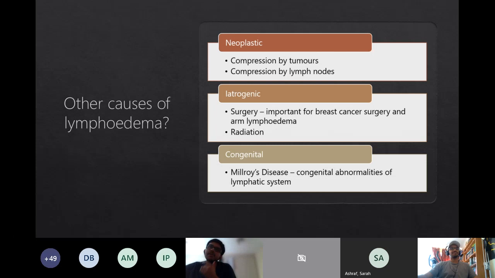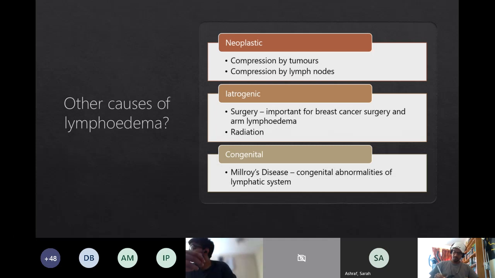So what are the other causes of lymphedema then? What slide are you on? Sorry. Are other people having issues with slides? Ankit, what slide are you on? I'm on 7. Other causes. Okay, yeah. So what are the other causes of lymphedema? Oh, I forgot to put the slides in the chat. Let me give them to you. Sorry, I'm just uploading them.